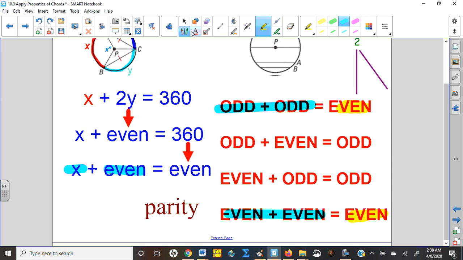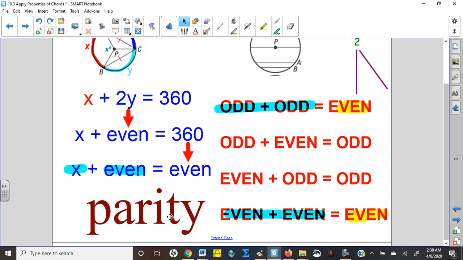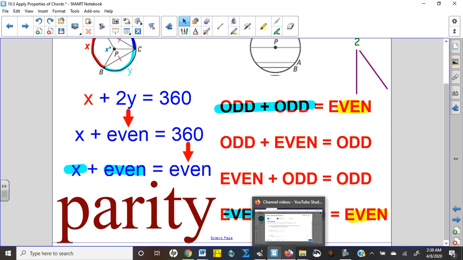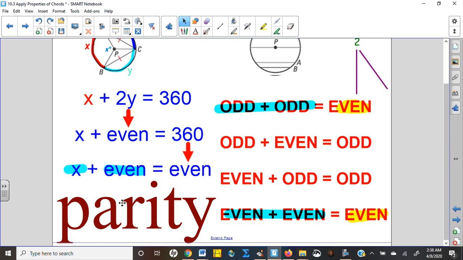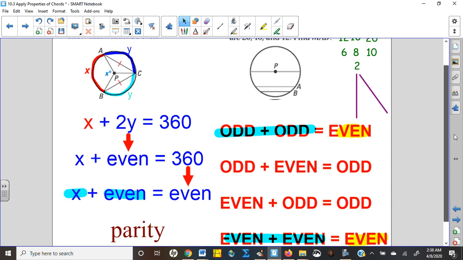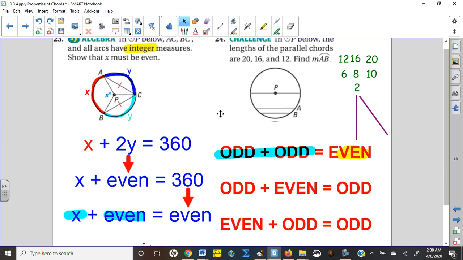The concept of talking about the evenness or oddness of numbers is called parity. So parity arguments are a big deal in discrete mathematics and in number theory. Parity is a word that describes the evenness or oddness of a number in mathematics. It has other meanings outside of mathematics, like if all the teams in the NFL have parity, that means they're relatively even in strength, right? There aren't any super weak teams or super strong teams. That's what parity means in the real world. So it kind of has a similar type connotation.